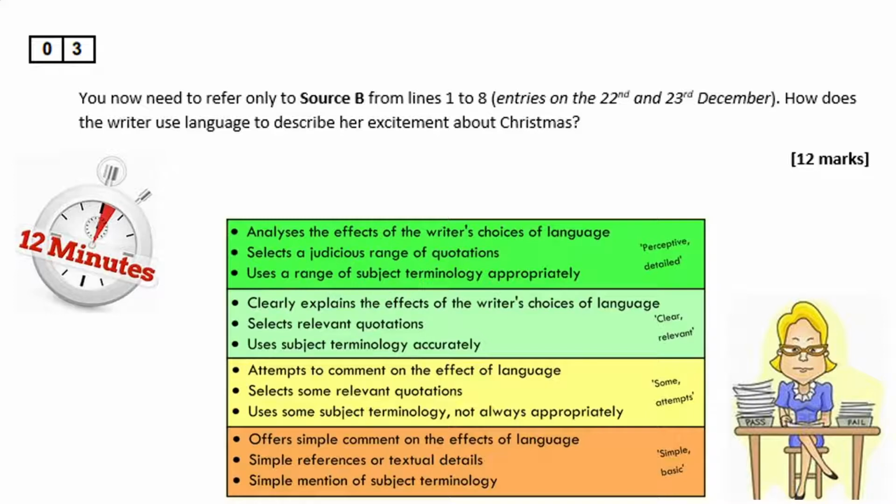You know by now that you need to include quotations in this kind of question, but notice that for the top mark it needs to be a range of quotations, so you won't get away with just using one. You need to select a range of quotations from within the selected lines, and a range of subject terminology. Now, this is a tricky one because you do need to be able to identify writers' techniques, but it isn't a competition about who knows the most fancy words that link to English, who knows the most terminology, but it does help if you know some.